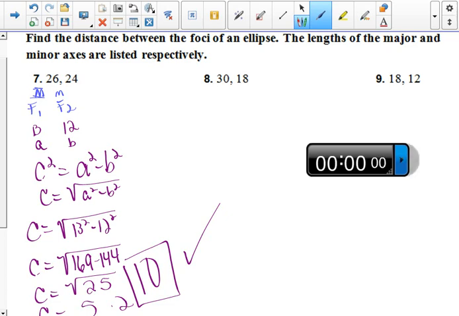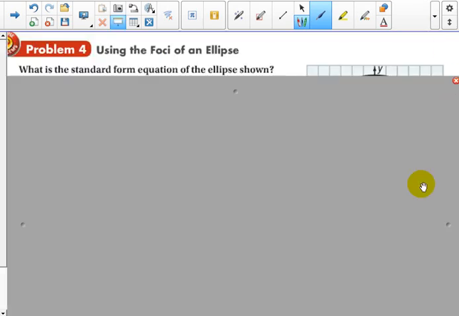Time's about up. And let's move on. Okay. If you have time left at the end before we turn in our papers, you may finish in class. So let's continue with our lesson.